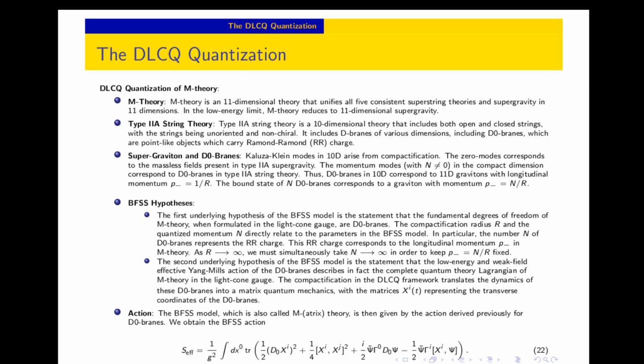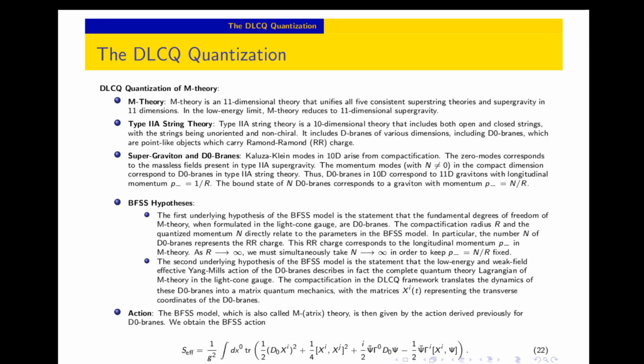Let us now outline more explicitly the DLCQ quantization of M-theory. First, recall that M-theory is an 11-dimensional theory unifying all consistent superstring theories and supergravity. In the low energy limit, it reduces to 11-dimensional supergravity. Type 2A string theory is, on the other hand, a 10-dimensional theory with both open and closed strings, including D-branes that carry RR charges on their world volume.